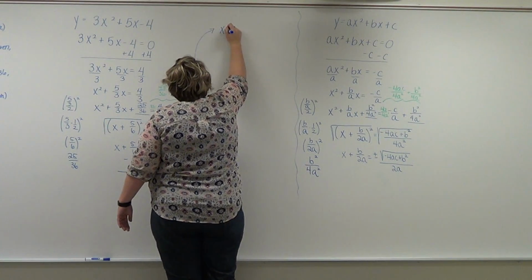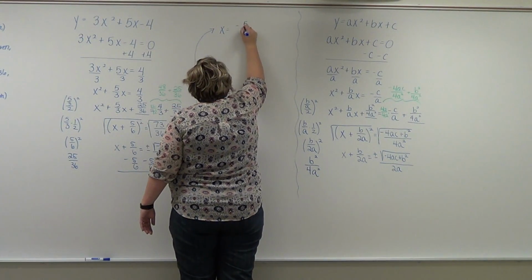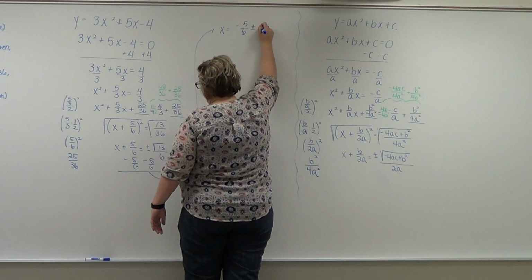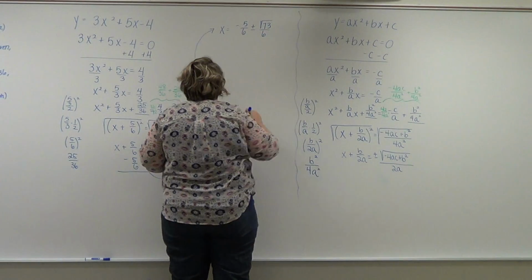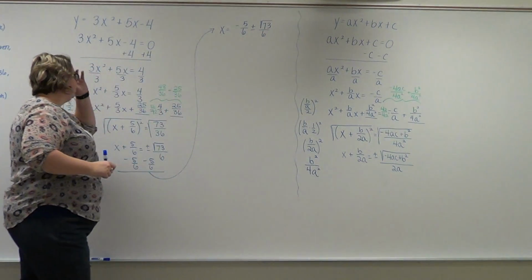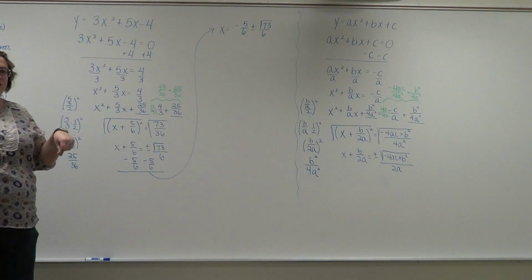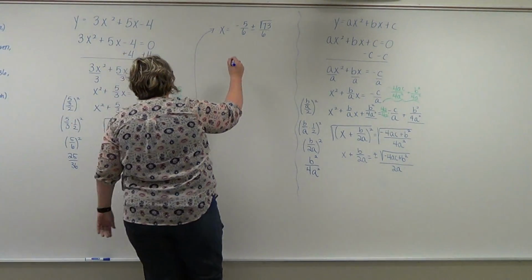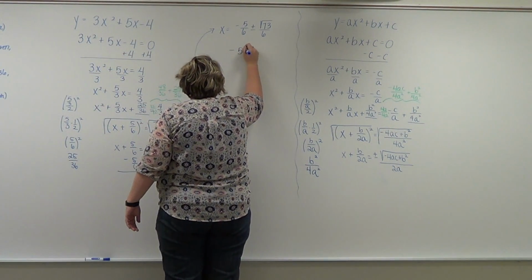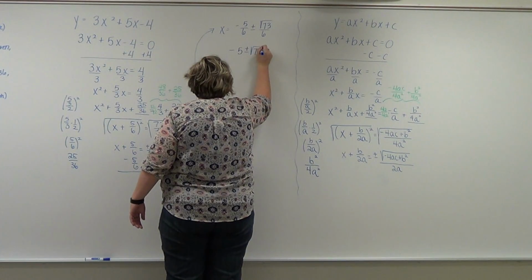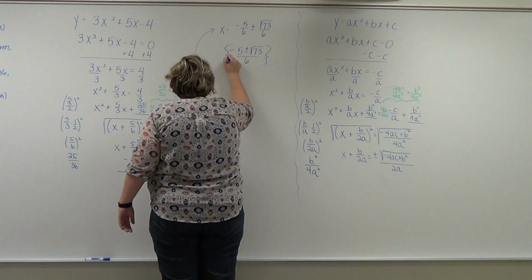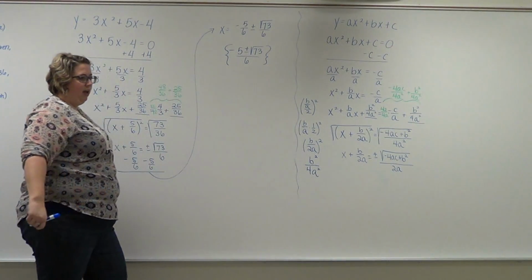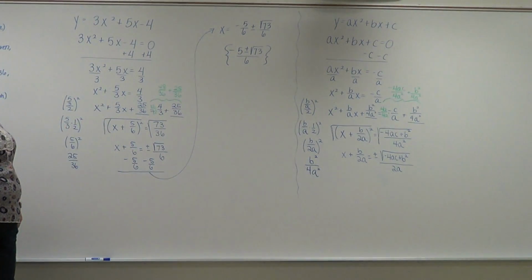Okay, so then I would have negative 5 over 6 plus or minus square root of 73 over 6. Okay, so couldn't I make that just one fraction? Because they have the same denominator? So negative 5 plus or minus the square root of 73 over 6. Now, do you have to make it one denominator? No. Okay, I'm okay if you don't. But if they have the same, it looks cleaner.